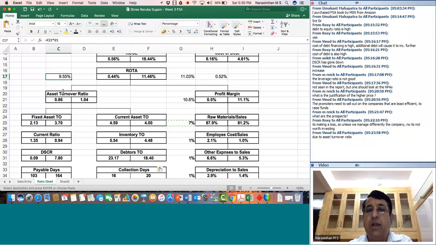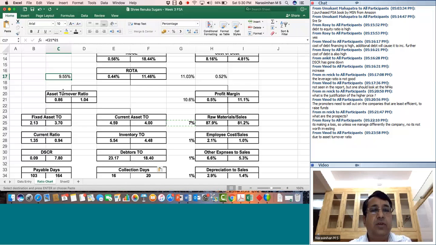We will come back to this point, but we understood now that the profit margin is the primary reason for the return on total assets to decline. Why has profit margin declined? It is primarily because of the increase in the raw material cost as a percentage of sales. Or rather, raw material costs remain the same, but the sales price has gone down, and because of that, the raw material cost as a percentage of sales has increased significantly.